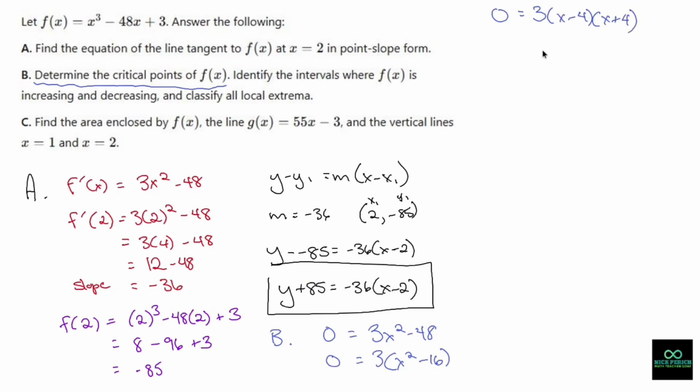Oh, that's much easier. So my critical points are going to exist when x is positive 4 and when x is negative 4, because those are the numbers that make those factors 0. 3, who cares? So those are my critical points. Identify the intervals where f of x is increasing and decreasing.